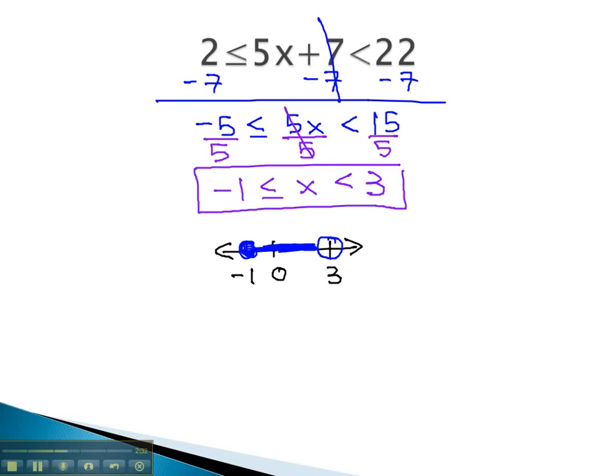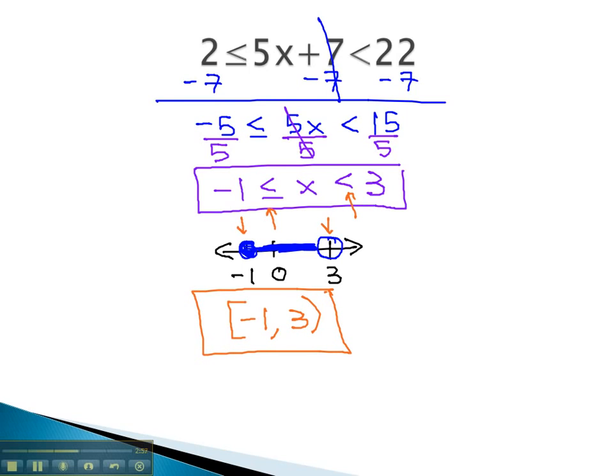We can also represent that graph using interval notation. The small number is negative 1, comma, the big number is 3. Because we have a closed dot, or the or equal to, we have a square bracket on negative 1. 3 is an open dot, or just strictly less than. It gets a curved bracket.